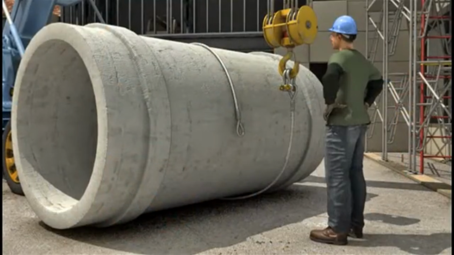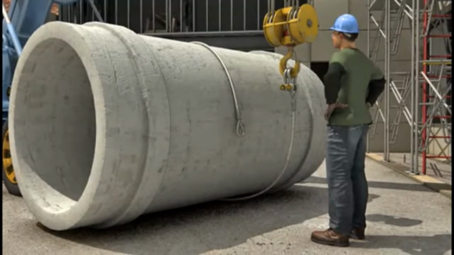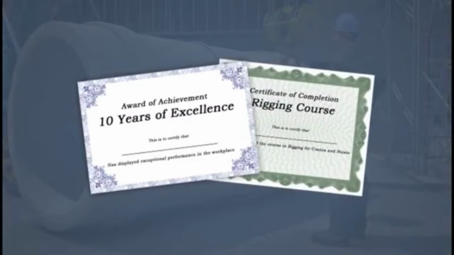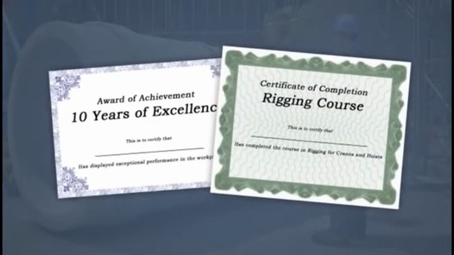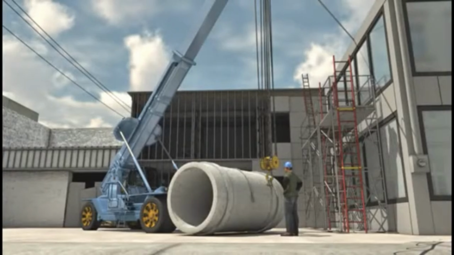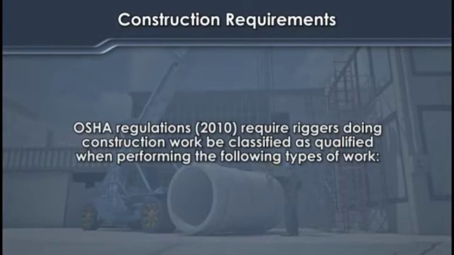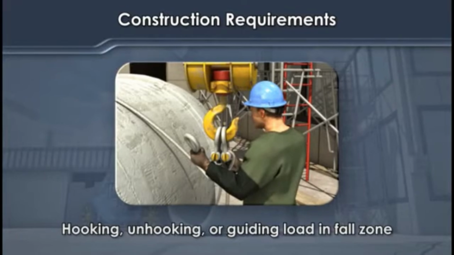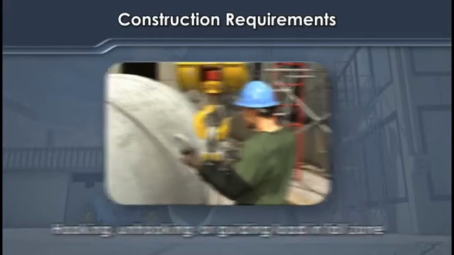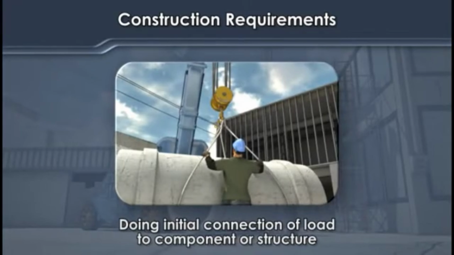A qualified rigger is someone who has the abilities and experience to perform the rigging job at hand. There are many ways someone can be considered a qualified rigger, either through experience, education, or a combination of both. The employer will make the final determination of whether someone is considered qualified or not. OSHA regulations put in place in 2010 require that riggers doing construction work be classified as qualified when performing the following types of work: assembly and disassembly, hooking, unhooking, or guiding a load in the fall zone, or doing the initial connection of a load to a component or structure.